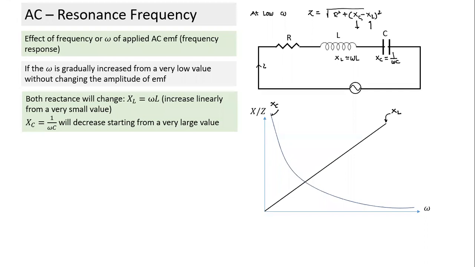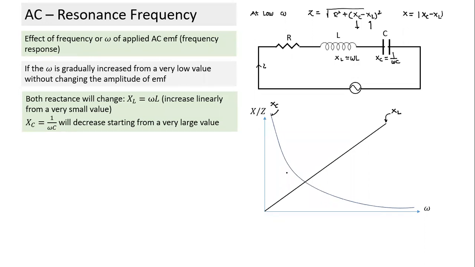We are interested in the difference between the two. So how would this value x, if I denote x as equal to xc minus xl, what will happen to this value x here? See, we understand here xl will keep increasing, xc will keep decreasing. What will happen to the value of x here, which we call a net reactance?